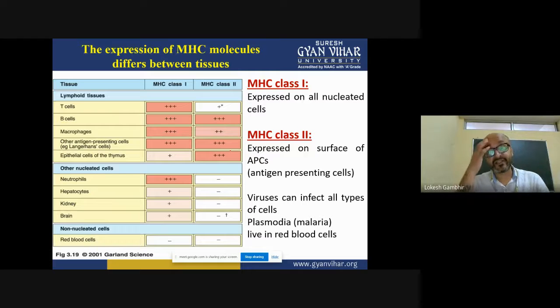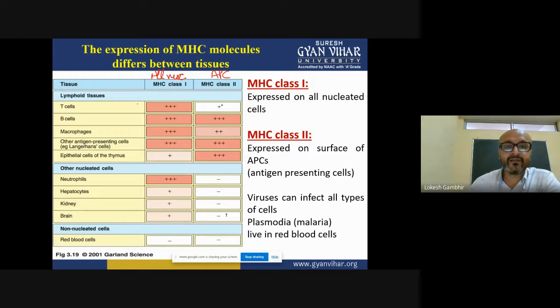Then let us go and start our comparison of class 1 and class 2. Now, first of all, you should be very clear in mind where inside our body these class 1 and class 2 molecules are present and what the distribution is. Okay, so class 1, I told you, is present in all nucleated cells, and class 2 is present in APCs. So let us see what that means.